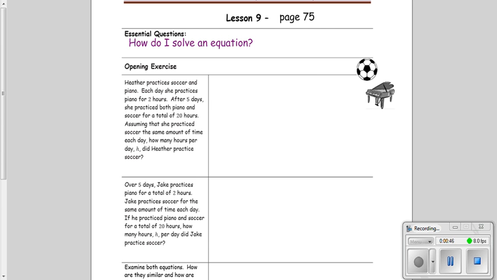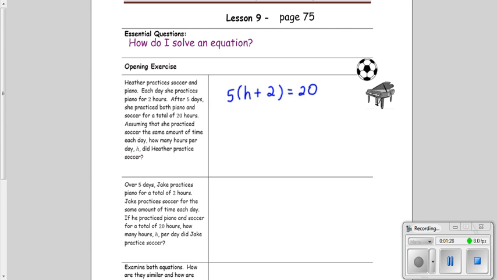Heather practiced soccer and piano together, and she did this every day for 5 days. So the sum of those practices will equal 20 hours. The amount of soccer practice, we don't know, but we're going to use H for the number of hours, and the amount of piano was 2 hours. This is 1 day's worth of practice, soccer plus piano. She did this for 5 days. So 5 days times the number of practice hours totaled 20 hours.